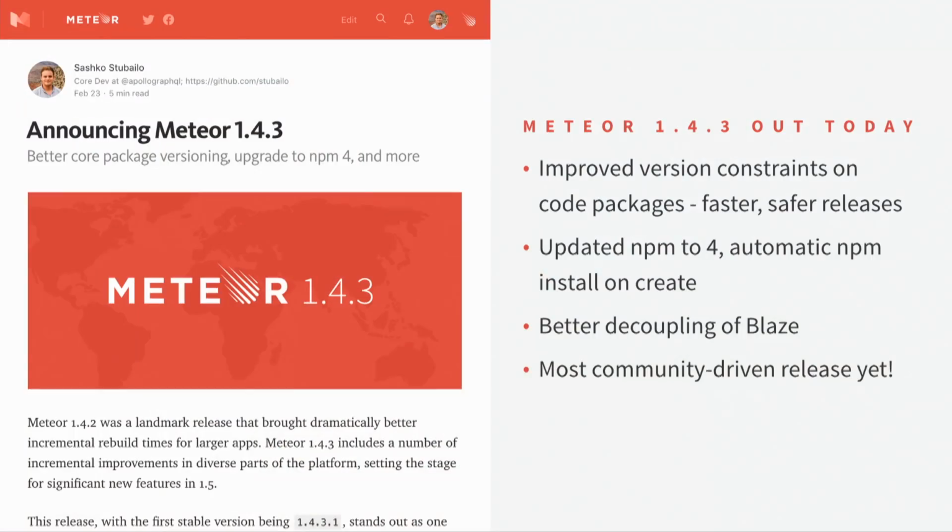Just this morning, we launched the final release in the 1.4 series, which was 1.4.3. And 1.4.3 was awesome because it was almost entirely community-driven, possibly our most community-driven release yet, with over 26 contributors contributing to the stuff in there. Had some great stuff about upgrading to NPM 4, further decoupled Blaze so you could make your bundle smaller, and also improved, again, our ability to publish new Meteor releases more quickly so that we could more easily release fixes from the community.